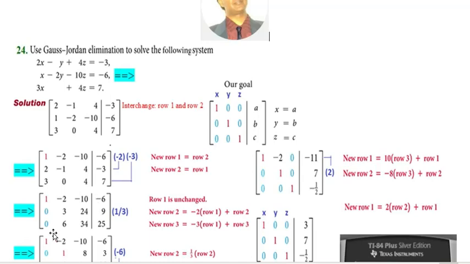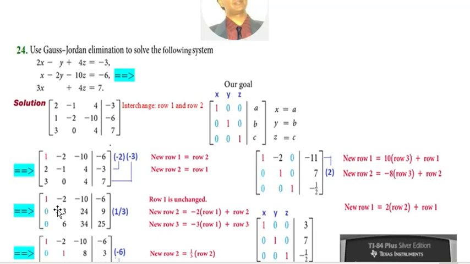Then turn this to 0. Minus 3 times 1 is minus 3. Minus 3 plus 3 is 0. Minus 3 times minus 2 is 6. 6 plus 0 is 6. Minus 3 times minus 10 is 30. 30 plus 4 is 34. Minus 3 times minus 6 is 18. 18 plus 7 is 25. Then you have 1, 0, 0.